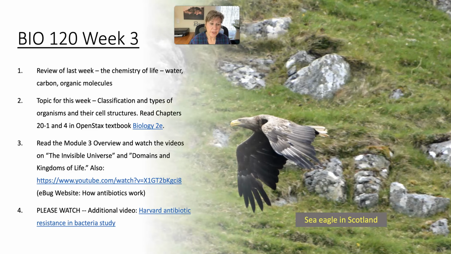The chapters for you to read: Chapter 20, the first section. That's it. That's why I put 20-1 here. And then chapter 4, skim through it. That's all about the different cell structures in bacteria versus in eukaryotic cells.